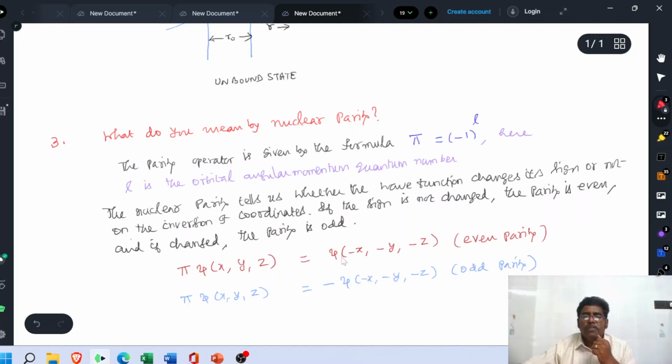Then the wave function of this type is called symmetric. The wave function of the second type is called antisymmetric. If the parity is even, such a wave function is said to be symmetric. If the parity is odd, then the wave function is said to be antisymmetric.